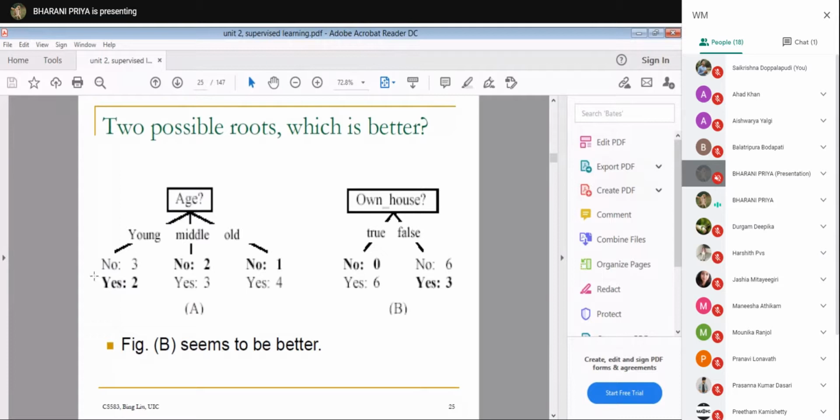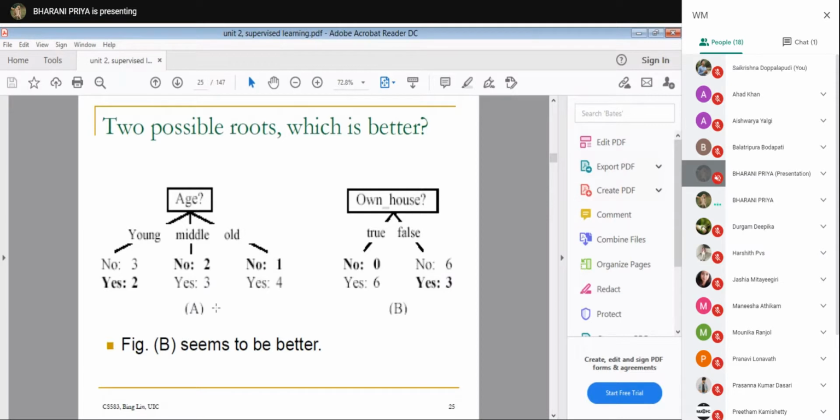Mainly, if you see, the class labels are not the same. What is the main stopping criterion? All the class values should be the same. But if you see the leaf node, it is a mixture. It ended with a mixture. When the class values end with a mixture, it is called impurity.